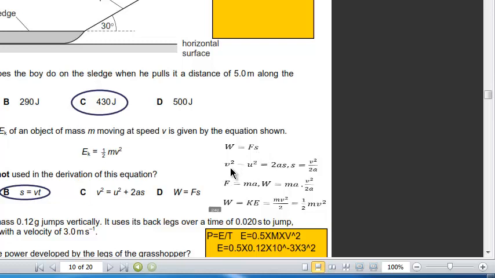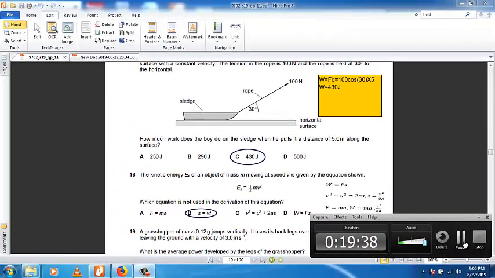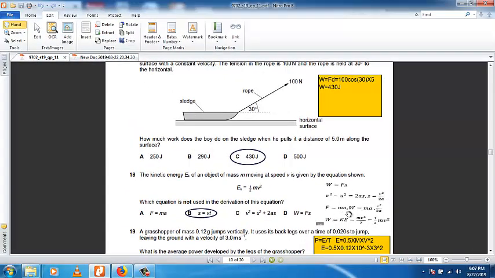So we take the equation, linear equation, v squared minus u squared equals to 2as. We make s the subject, u is 0, s equals v squared by 2a. So we know that s becomes v squared by 2a. So we put it in F is equals to ma. So F is equals to ma.